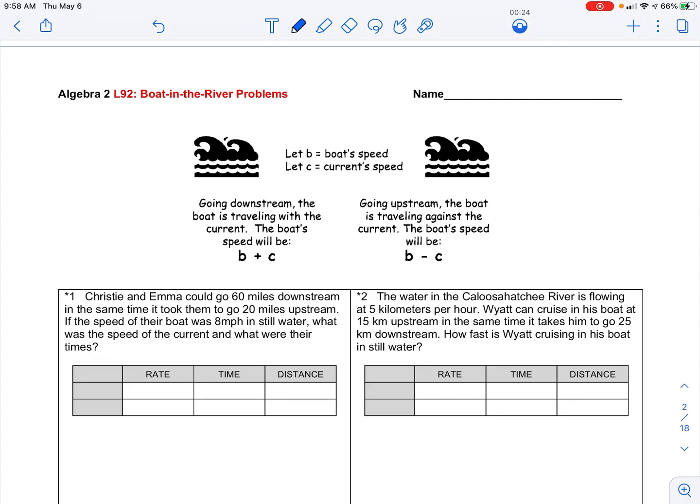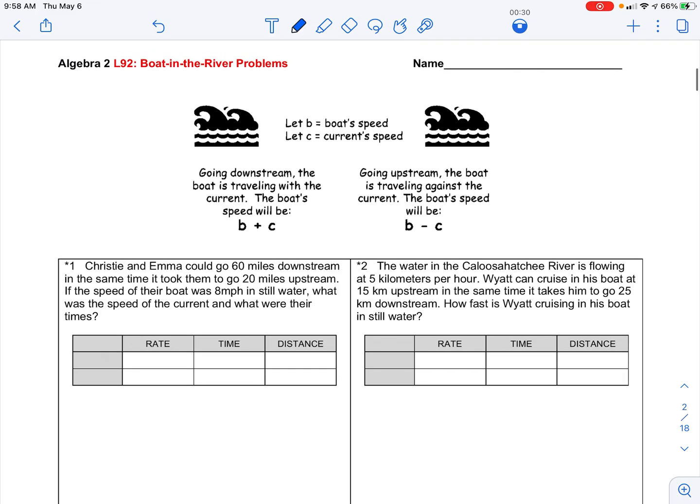So let's look at 92. We're going to be talking about boat and the river problems. When you think about a boat, I think about a couple different things. First of all, we know that in water, there's always a current, right? The little pictures of water at the top of your packet show the waves curling to the left, so it tells me the current there is heading to the left.